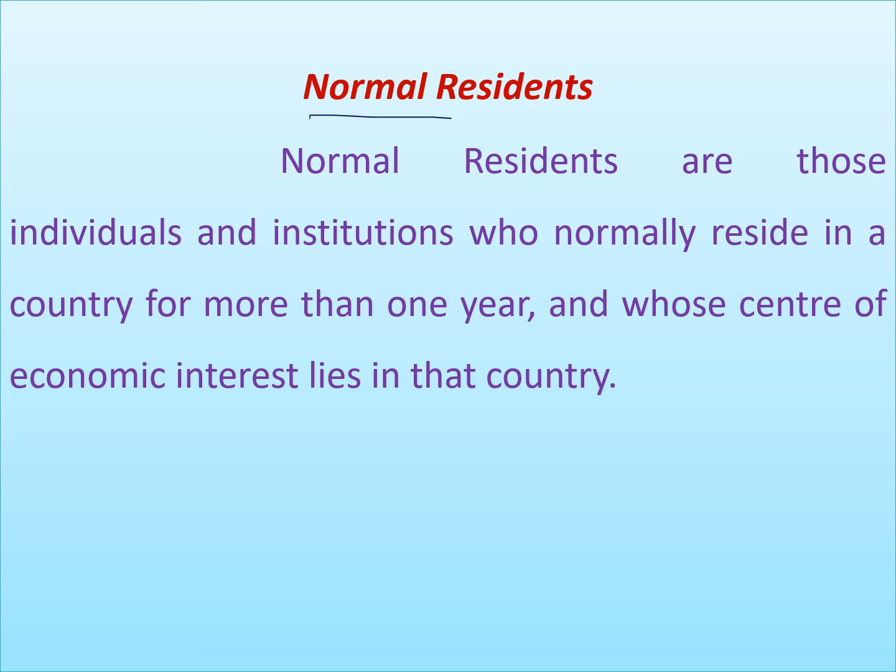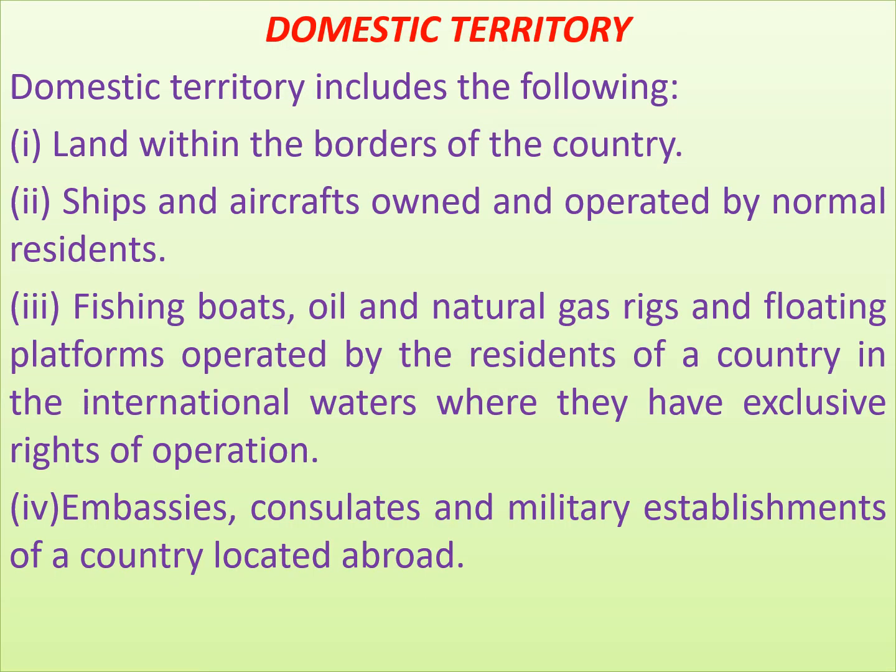Next one is normal residents. What are normal residents? Normal residents are those individuals or institutions who normally reside in a country for more than 1 year. So those who are living more than 1 year in that country, whose economic interest lies in that country, are called normal residents. Next one is domestic territory. What is domestic territory? Land within the boundaries of a country, the land in the borders of the country. The normal residents operate and own the ships, aircrafts and all. This is called domestic territory.